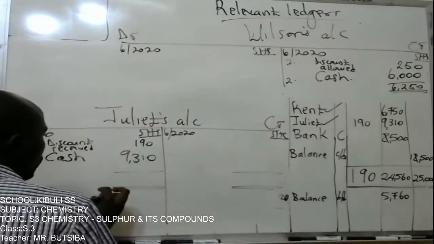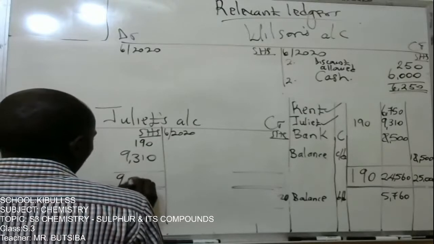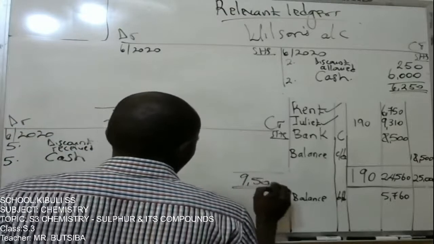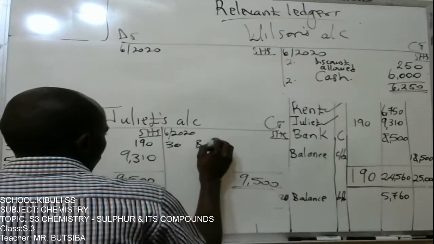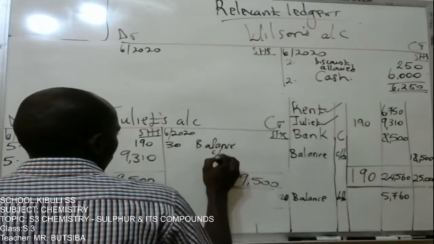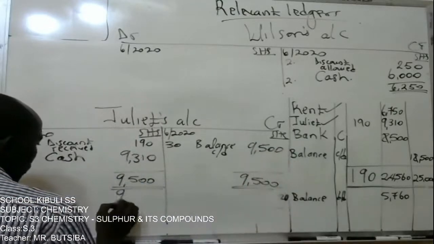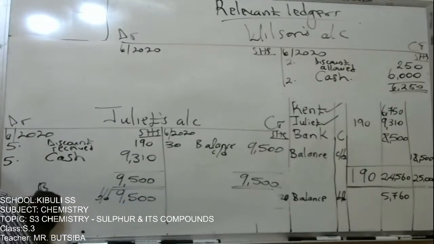So you get the total, which will take you back to 9,500. Get the balance carried down, which remains 9,500. You then get the balance brought down, which is 9,500 on the first date of the new month.